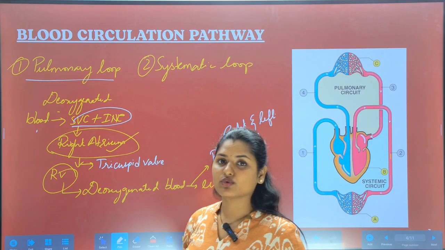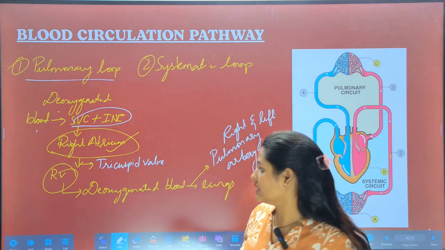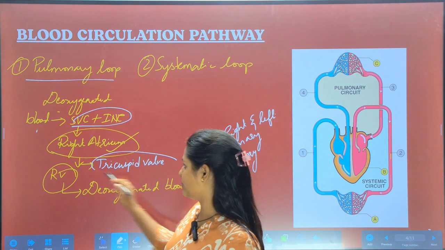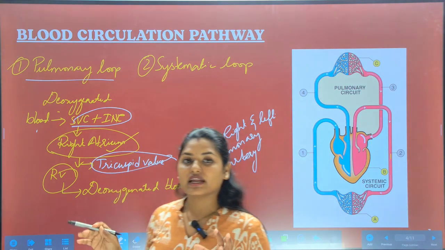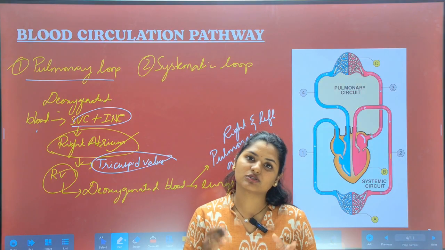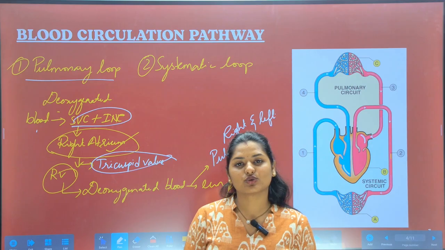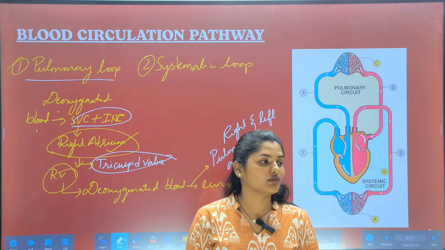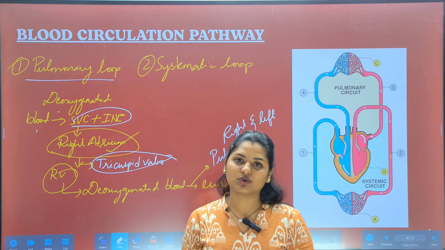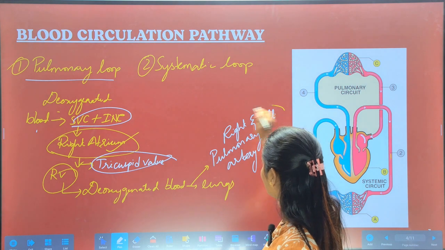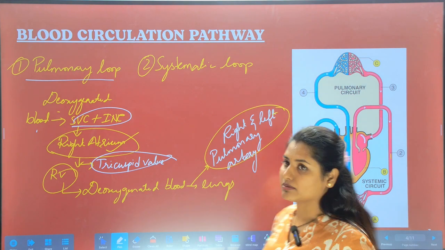What will the right atrium do? Again it pumps blood to the right ventricle with the opening of the tricuspid valve. Then the right ventricle transfers blood to the lungs to get purified, because it is deoxygenated blood. So what will it do? It transfers blood to the lungs with the help of the pulmonary artery.